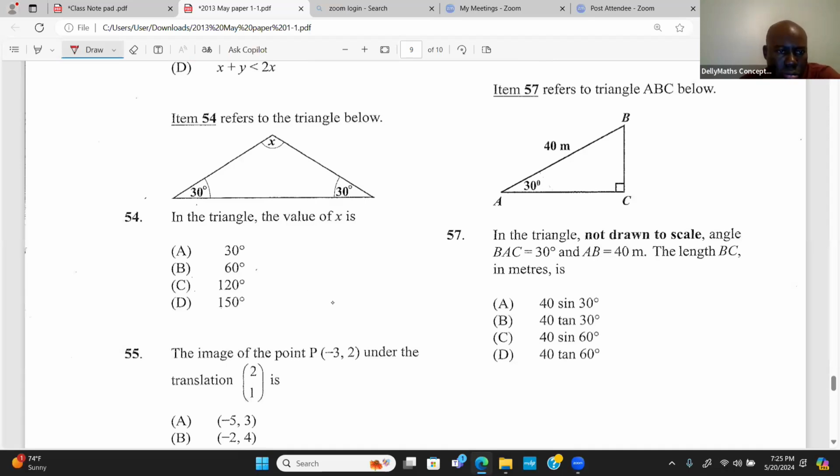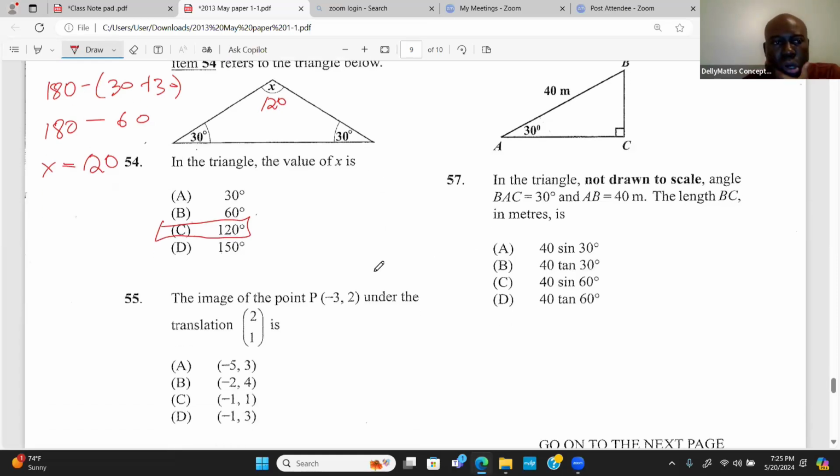So in the triangle below, it says find the value of X. As you could see, remember, the total interior angle of any triangle is 180 degrees. So if I add 30 plus 30 and take it from 180 degrees, it's going to give me that third angle that is left, which is X, which is 120. So this here is 120. Remember, that has to do with the interior angle of a triangle. We take it and we go.